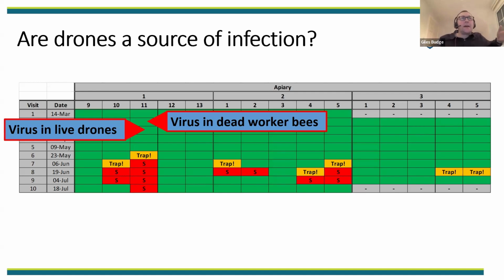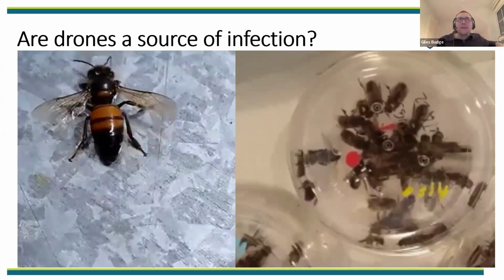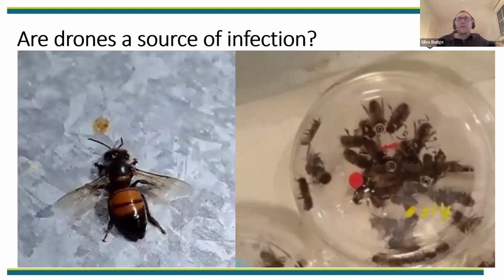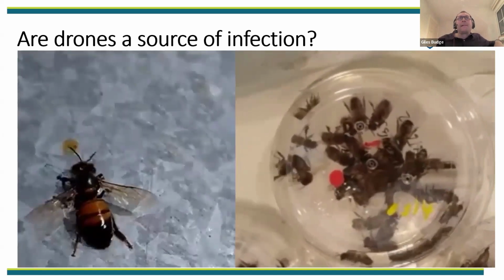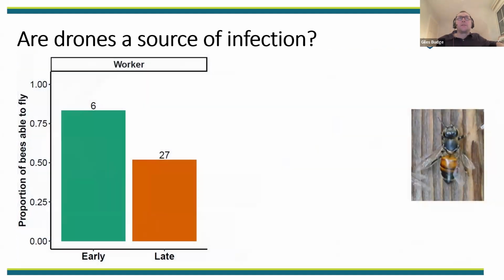So the drones had quite a lot of virus in. We also found drones with symptoms that we collected. You've got a worker on the left and drones on the right. So they do get symptoms, they carry very high levels of virus. And just for fun, we thought we would see whether or not they flew. So we got some workers with either early or late stage symptoms of chronic bee paralysis, and we threw them in the air to see if they would fly and orientate back to the colony.